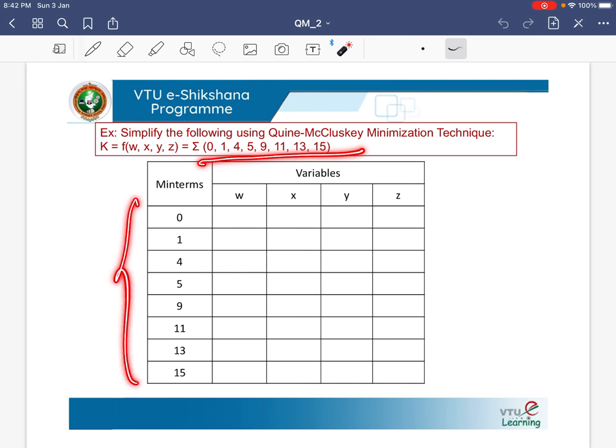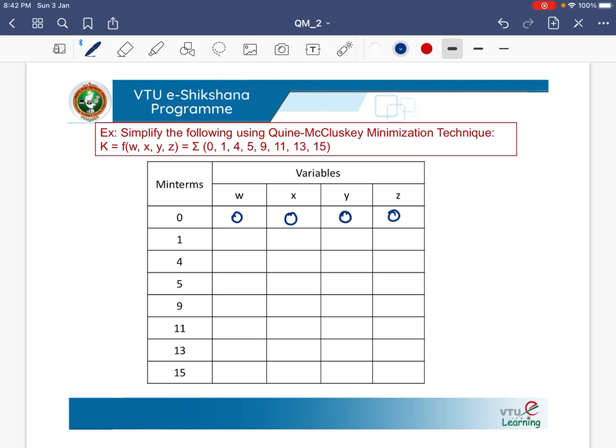All these min terms are written over here: 0, 1, 4, 5, 9, 11, 13 and 15. Let us write the binary equivalent of all these min terms. So 0 is 0, 0, 0, 0. Similarly, 1 is 0, 0, 0, 1. Next, 4 is 0, 1, 0, 0. 5 is 0, 1, 0, 1. 9 is 1, 0, 0, 1. Then 11 is 1, 0, 1, 1, 13 is 1, 1, 0, 1 and 15 is 1, 1, 1, 1.